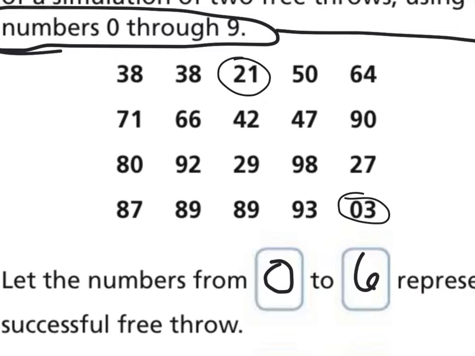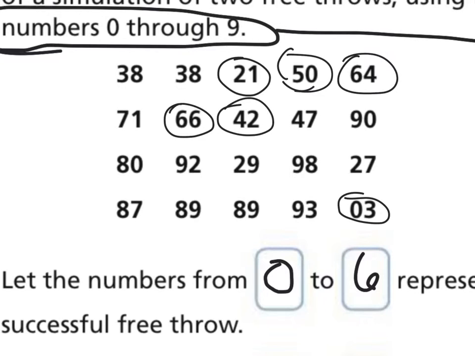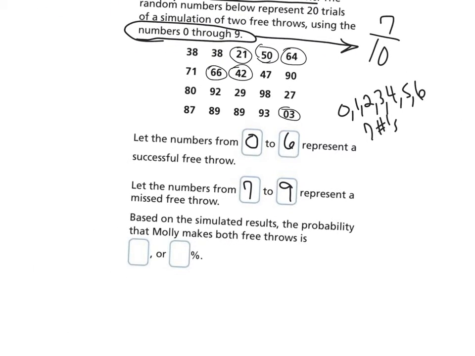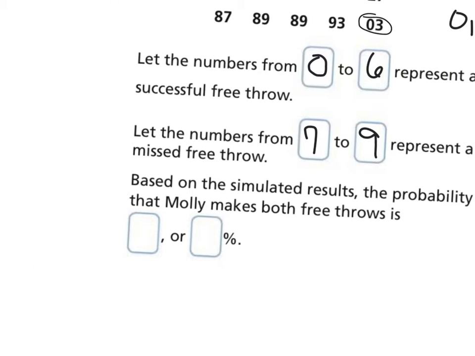0, 3 down here is another option that works. 0 and 3 are both between 0 and 6. 5, 0 works. 4, 2 works. 6 and 6 works. 6 and 4 works. And that should be all of them. So if we count them up, that's 6 out of 20 total. So 6/20ths. We can reduce that to 3/10 or 30%.